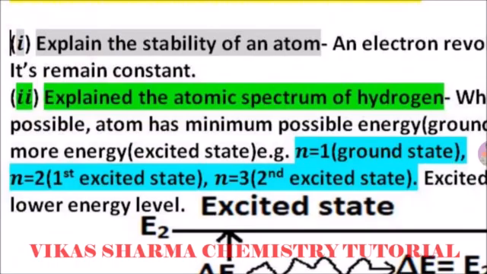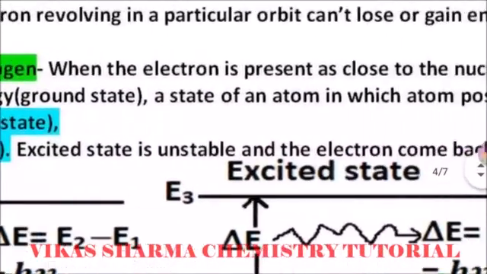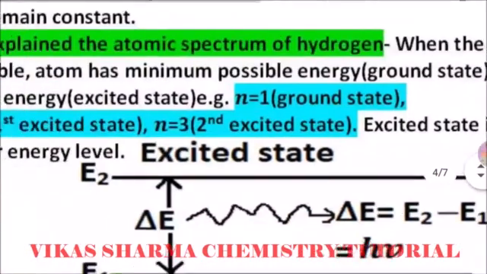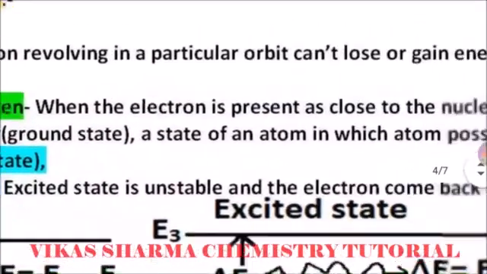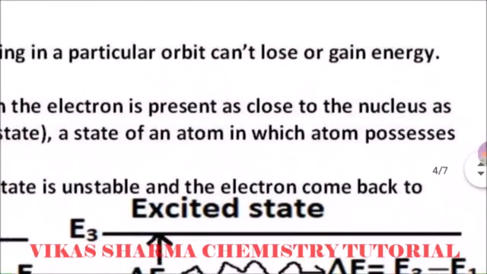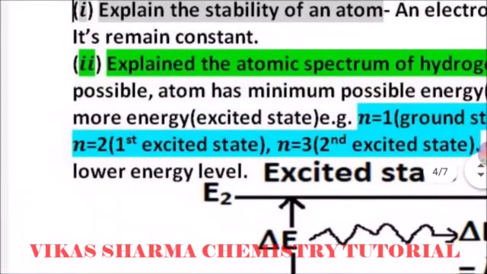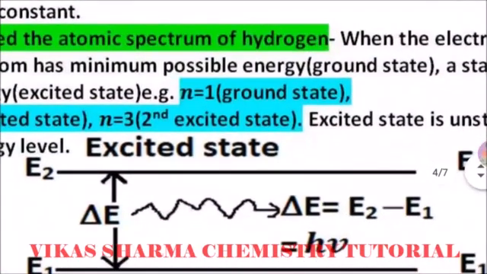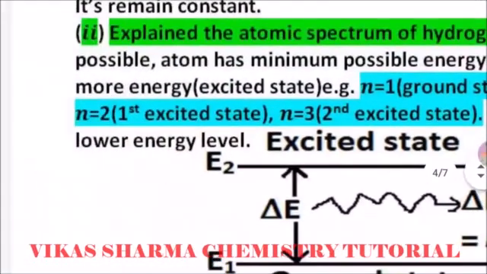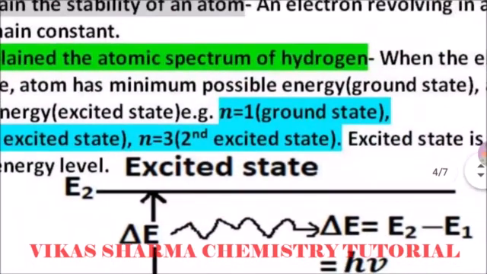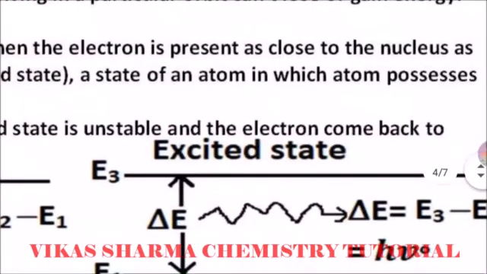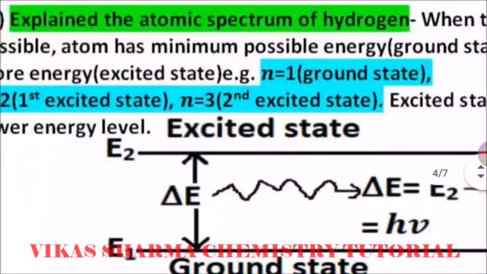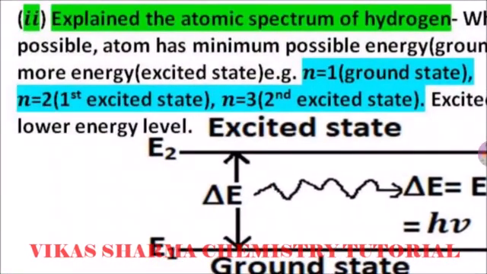Second, it explains the atomic spectra of hydrogen. When the electron is as close to the nucleus as possible, the atom has the minimum possible energy, which is known as the ground state. The state in which the atom possesses more energy is the excited state. For example, n equal to 1 is the ground state and n equal to 2 is the first excited state because the electron goes to a higher level. n equal to 3 is the second excited state. An excited state is unstable and the electron comes back to its lower energy level, its ground level.